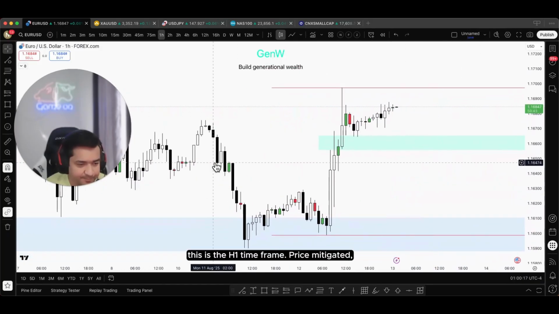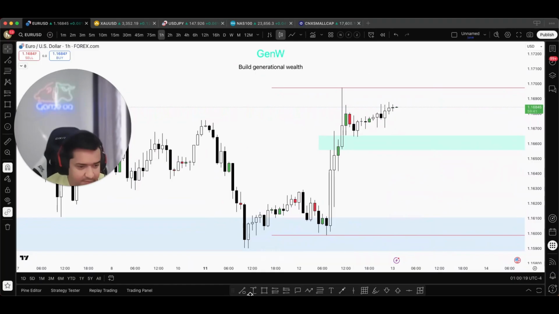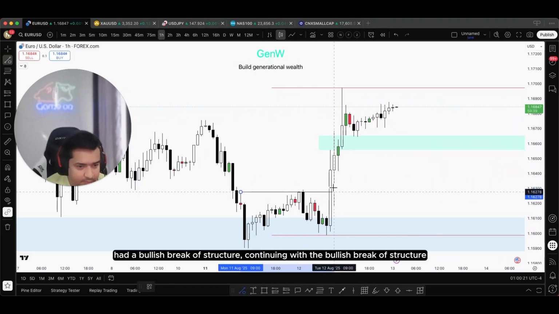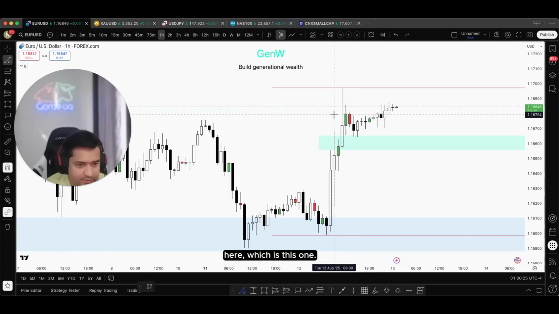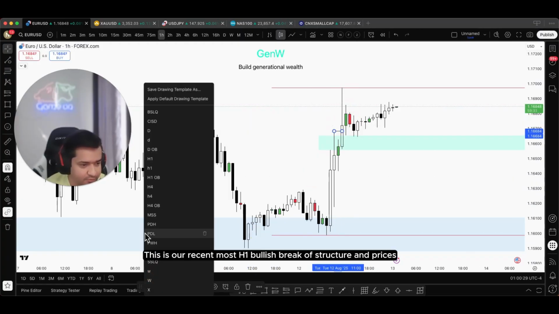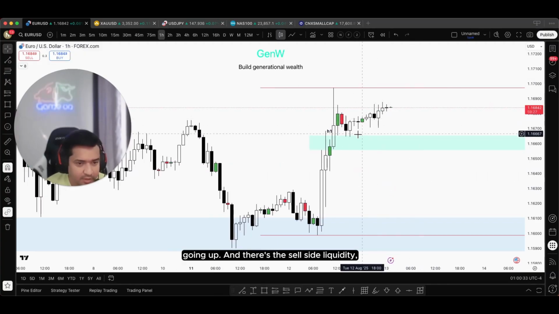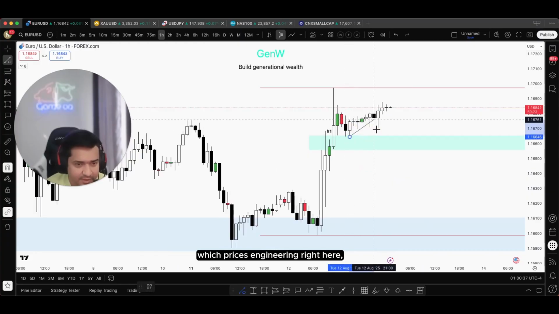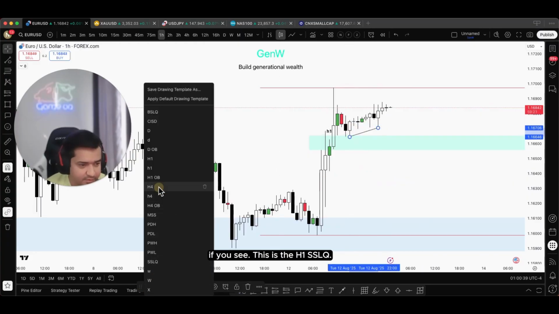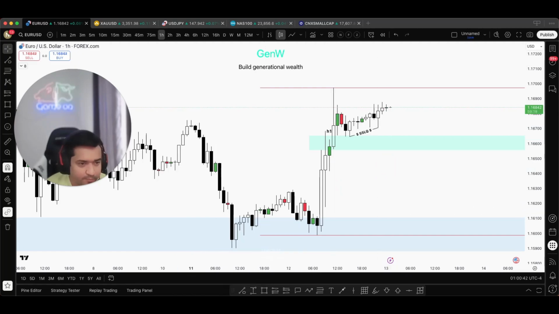This is the H1 time frame. Price mitigated, had a bullish break of structure, continuing with the bullish break of structure here, which is this one. This is our most recent H1 bullish break of structure, and price is going up, and there's this sell side liquidity which price is engineering right here. If you see, this is the H1 SSLQ.